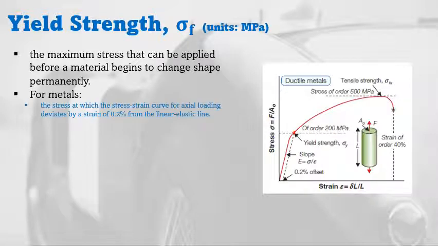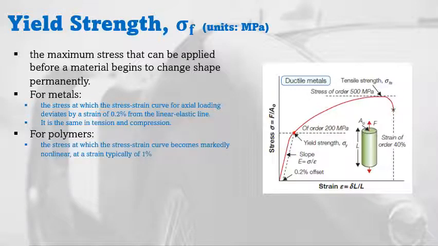For metals, the yield strength is the stress at which the stress-strain curve for axial loading deviates by a strain of 0.2% from the linear elastic line. It is the same in tension and also for compression. For polymers, the yield strength is the stress at which the stress-strain curve becomes markedly nonlinear, at a strain typically of 1%. Polymers are a little stronger in compression than in tension.